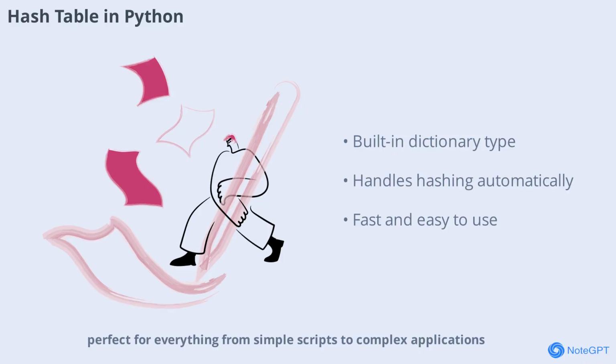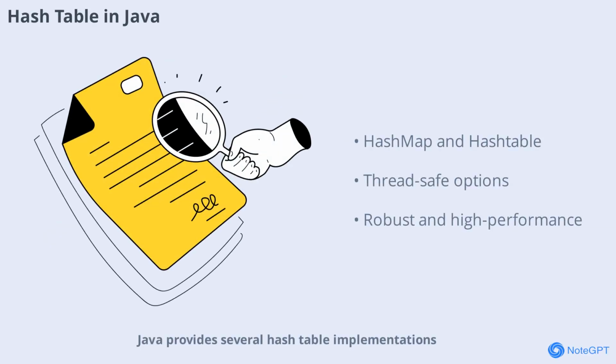to complex applications. Java provides several hash table implementations, including HashMap and Hashtable. These classes let you store key-value pairs and offer fast access to data. Java's hash tables are thread-safe and come with features for handling collisions and resizing. This makes them a reliable choice for building robust, high-performance applications.